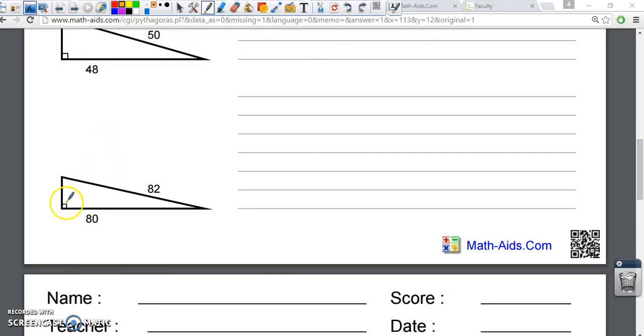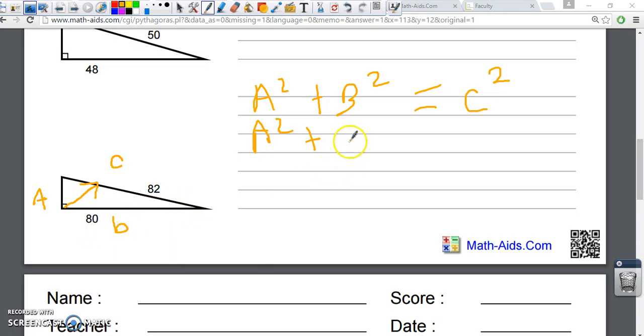All right, so again, this one has leg A missing. So I'm first going to identify which side is C, B, and I know that this is A. Again, I should be using capital letters because it's hard. A squared plus B squared equals C squared. All right, do I have A? No, I don't. Bring that back down the way it is. Do I have a B? Yes, I do. B is 80. So 80 squared. Do I have a C? Yes, I do. 82 squared.